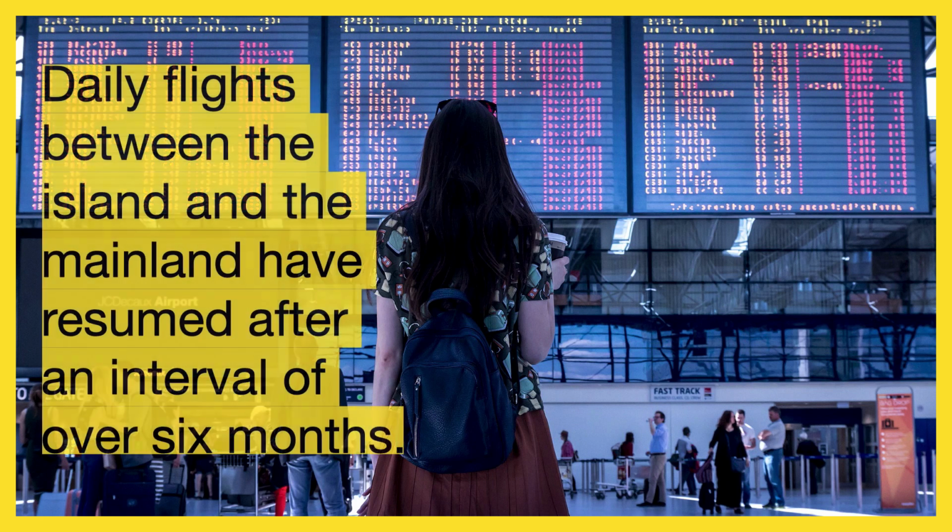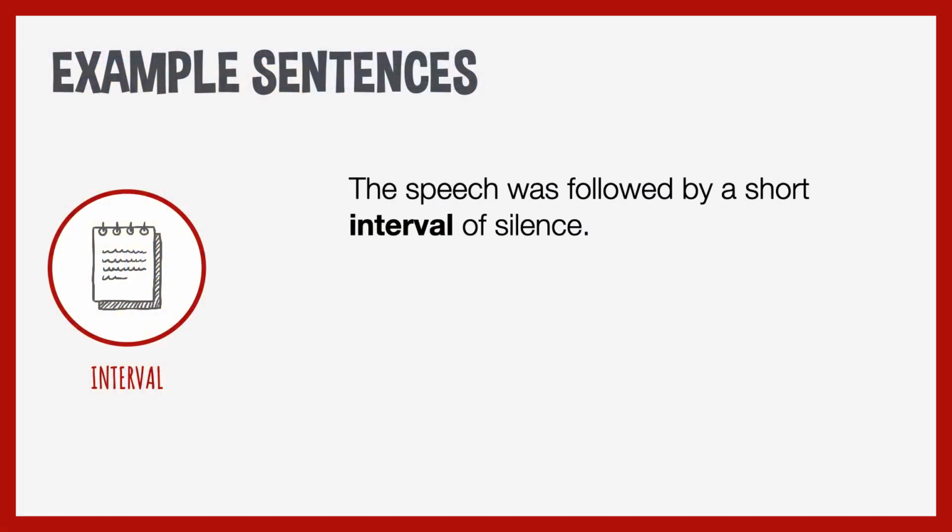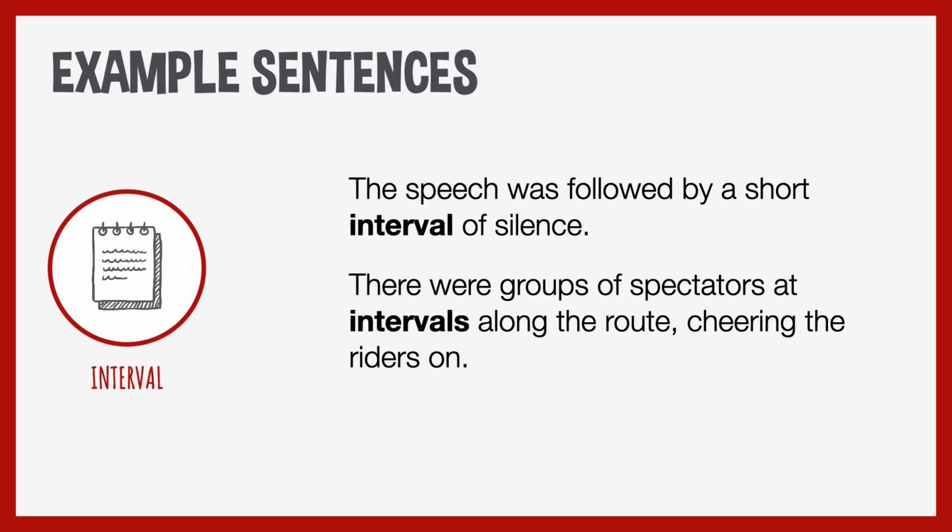For example, daily flights between the island and the mainland have resumed after an interval of over 6 months. Here are some example sentences. The speech was followed by a short interval of silence. There were groups of spectators at intervals along the route, cheering the riders on. So this is a slightly different meaning to interval. So this is to do with space between 2 points.